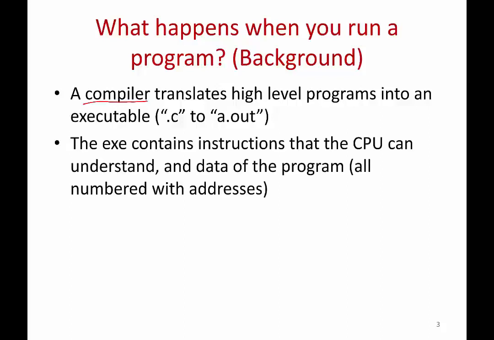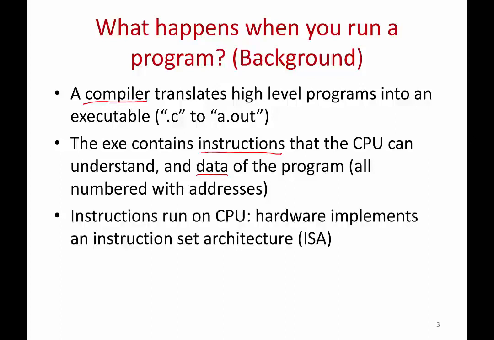So next, what does this executable contain? This executable contains instructions that the CPU can understand, right? It has instructions and it has data, the variables that you've created in the program. And these instructions, note that they're specific to the underlying CPU hardware. So every CPU has a certain instruction set architecture, a set of instructions that it can execute. And the compiler translates a program into these instructions that can execute on the particular CPU.